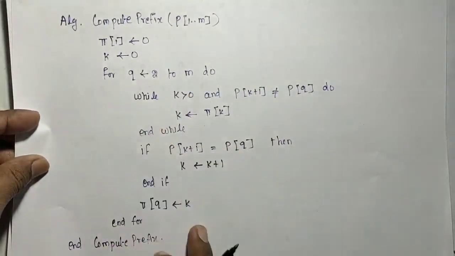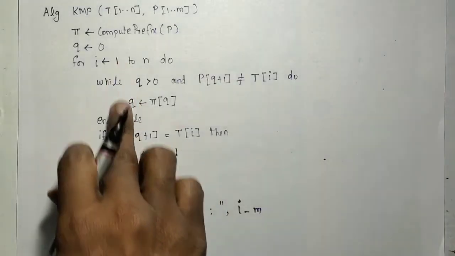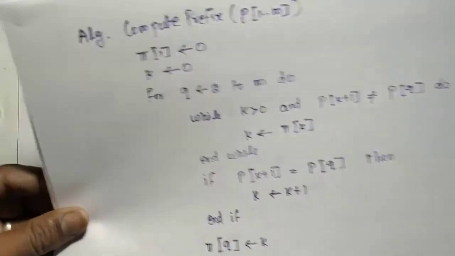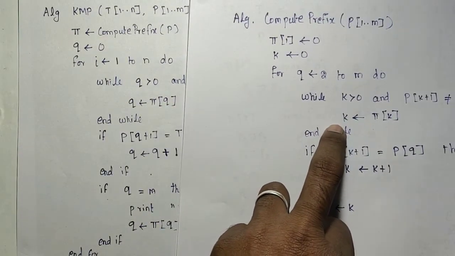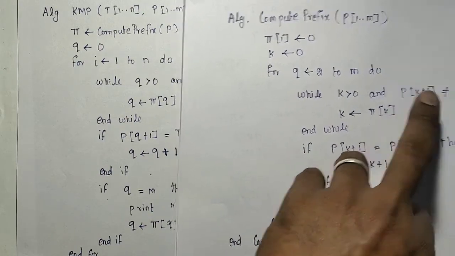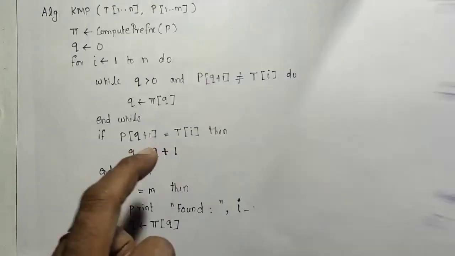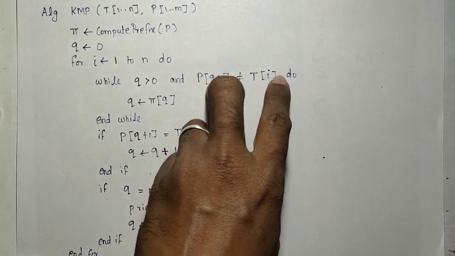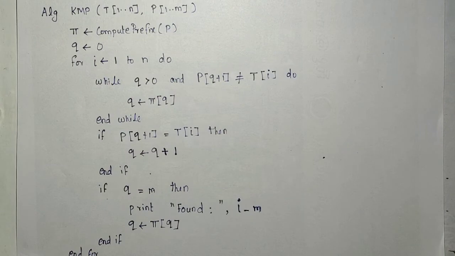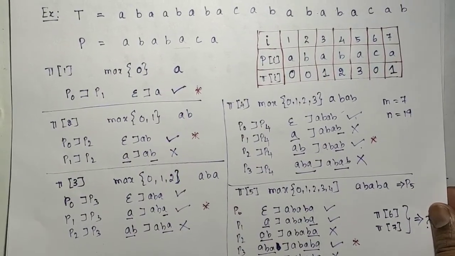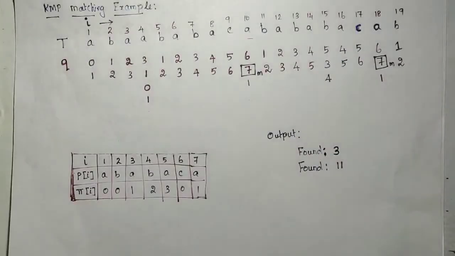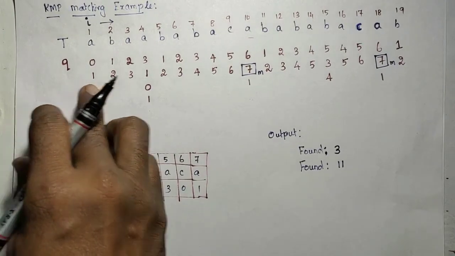You need to remember both algorithms. This is the compute prefix algorithm and this is the corresponding KMP algorithm. Both algorithms look similar: while here, and while here also. But here, within the pattern itself, it will be compared, whereas here the pattern characters will be compared with the text characters. That is the difference. Try to understand the algorithms, compute prefix and KMP algorithm, and try an example yourself to trace them, and by using the prefix function, how to match the pattern.